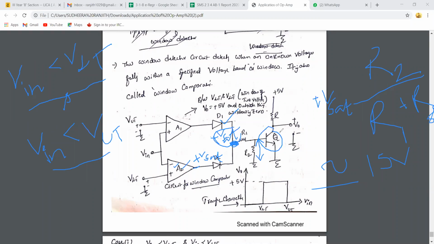what is the state of the transistor? Whenever you apply this much voltage to the base of your transistor, it goes into saturation. Saturation means the transistor is in on state or off state? On state, sir. Right, on state.